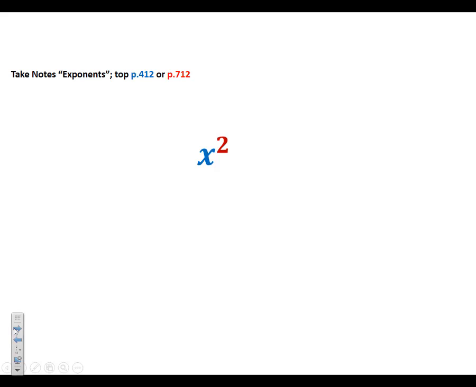You see an x and it's squared. Well, what do we call these parts? Because these are called parts. Well, the x is called the base. It's the number or the variable that is multiplied by itself the number of times given by the exponent. And that is the 2.